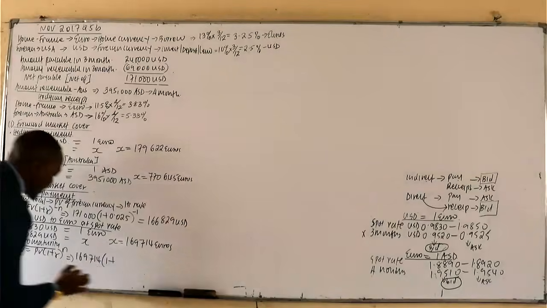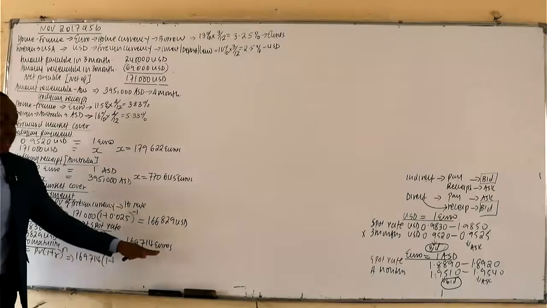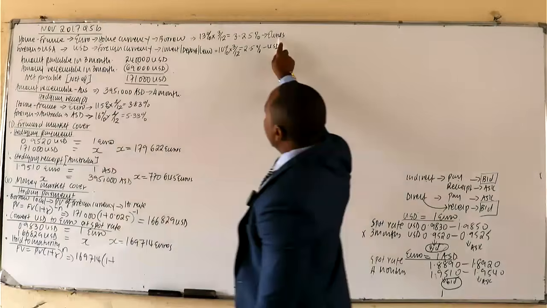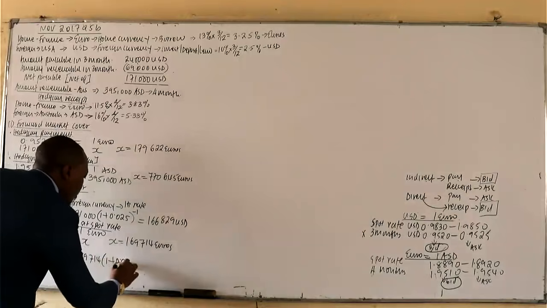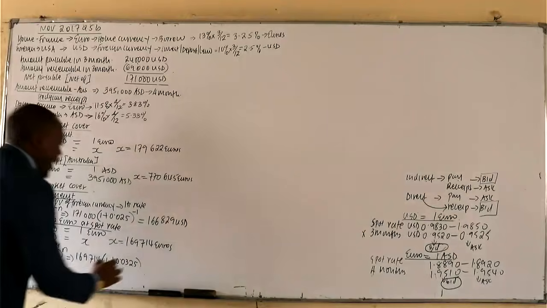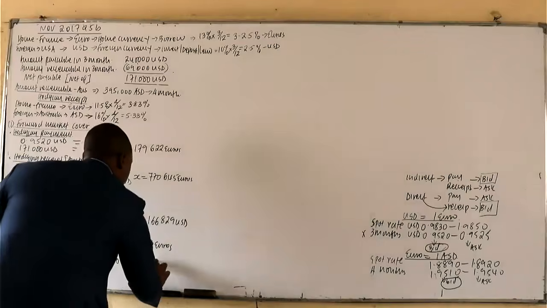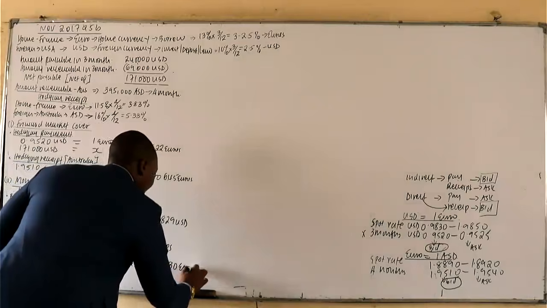So 1 plus r. Now the r to use, remember these are euros. The r to use is the rate for euros. At the rate for euros, it was 3.25. So 0.0325 raised to power n. N will always be 1. When you're getting the present value, it's negative. When you're getting the future value, it's positive. So how much do you get? If you do that, I'm getting an amount of 175,230 euros.